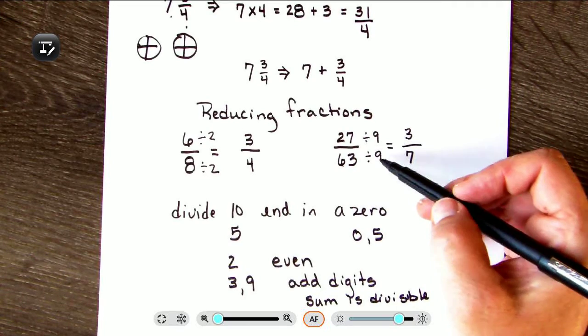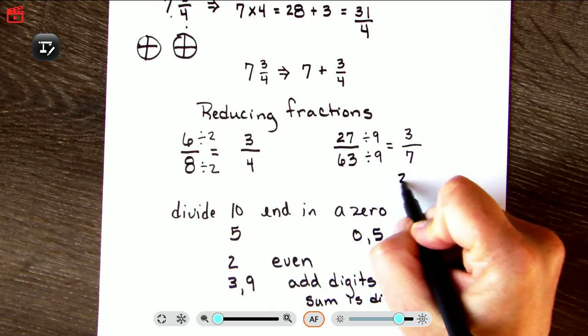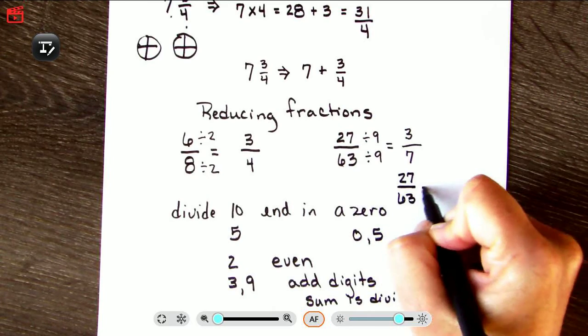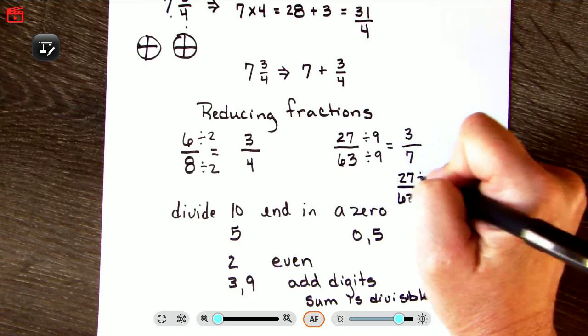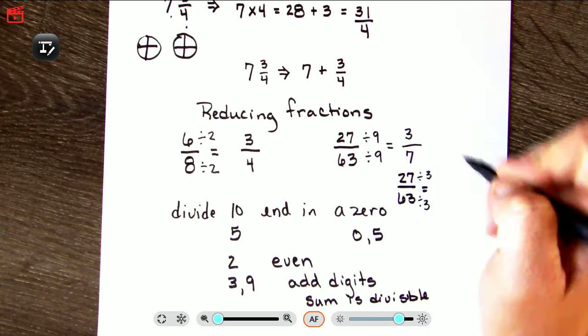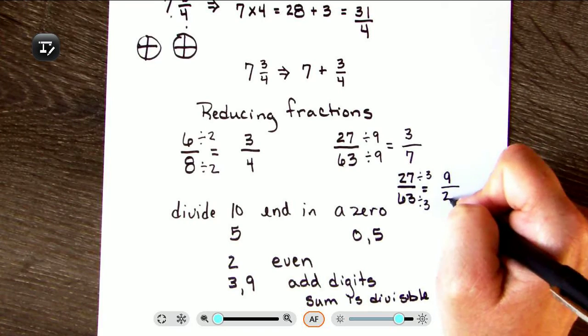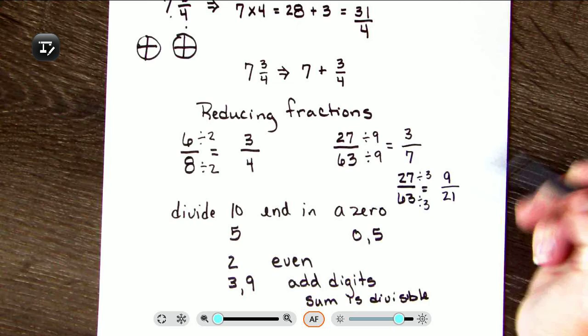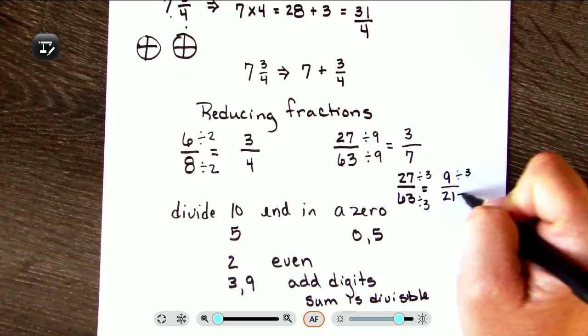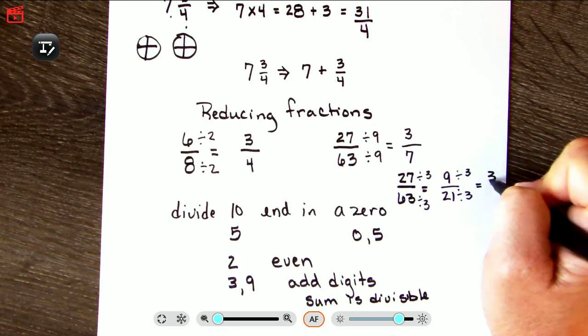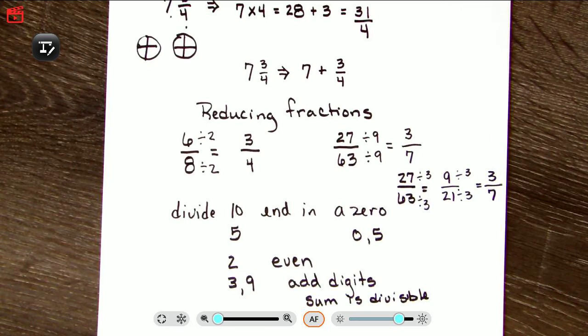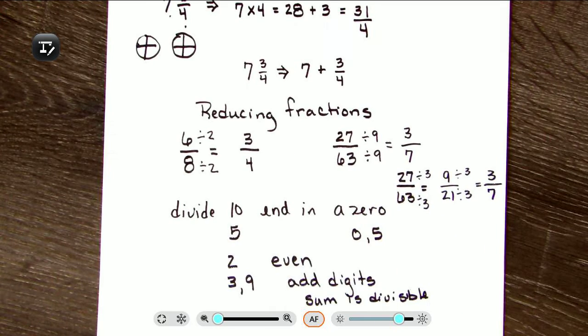If you had not seen the 9, maybe you only saw the 3. Okay, so if I divide by 3, this one gives me 9. This gives me 21. Now you may see that there's still a 3 in both of these. Get 3 over 7. So again, we can eventually get there. Sometimes it's going to take us a little bit longer to get there, but sometimes we'll get there right away. And it really doesn't matter as long as we get there.